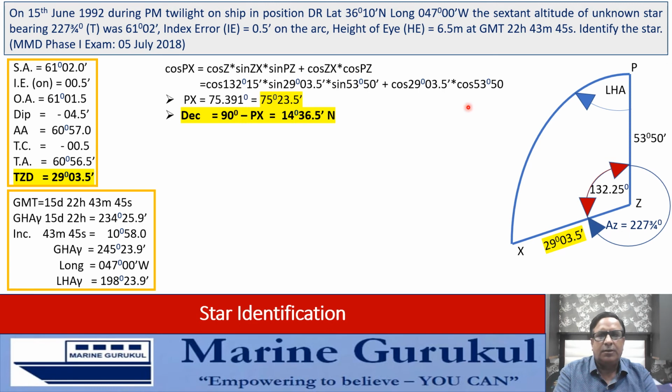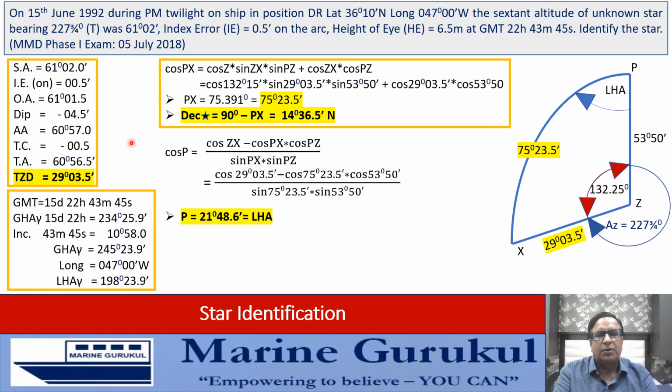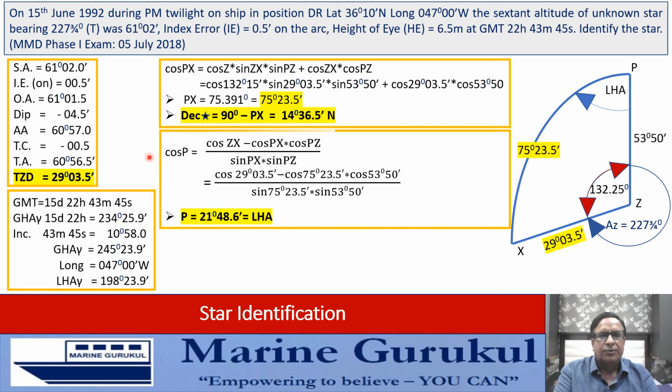Value of PX from here, we transfer it to the diagram. It comes up here. So declination of the star is 14 degrees 36.5 minutes north. Now we apply the cosine formula once again for angle P. When we put the values, we get angle P as 21 degrees 48.6 minutes, which we can see in the diagram is equal to LHA. So now the LHA also is obtained. So this LHA calculated here goes up on the diagram.